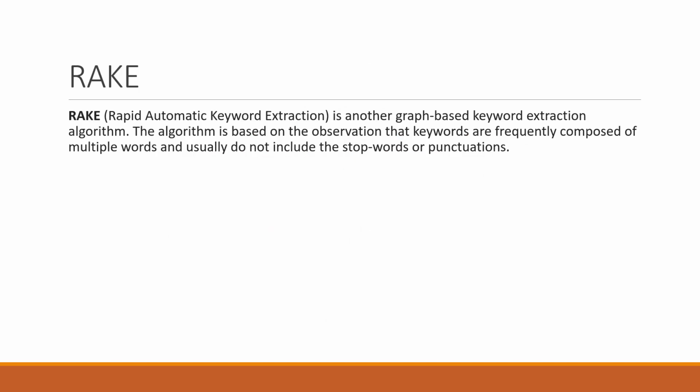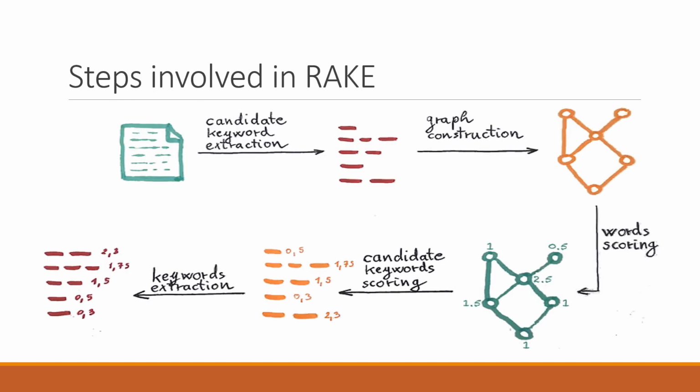RAKE. Rapid Automatic Keyword Extraction is another graph-based keyword extraction algorithm. The algorithm is based on the observation that keywords frequently consist of multiple words and usually do not include stop words or punctuation. It includes the following steps. Candidate keyword extraction: text is split into keyword candidates based on stop words and phrase delimiters. A keyword candidate is a phrase that is between two stop words or phrase delimiters.